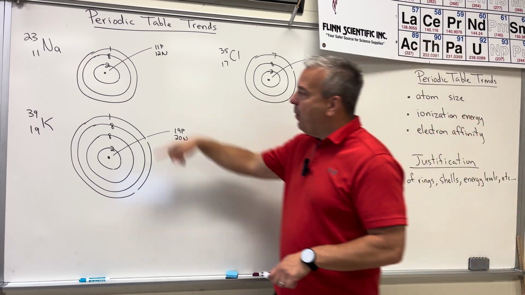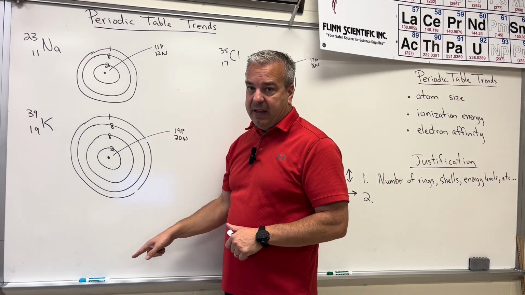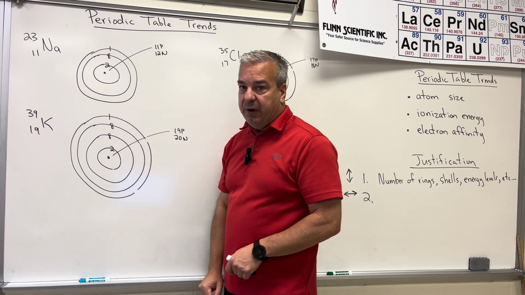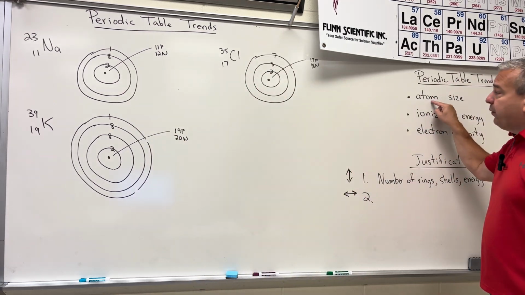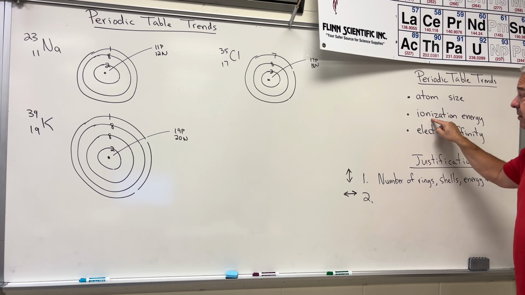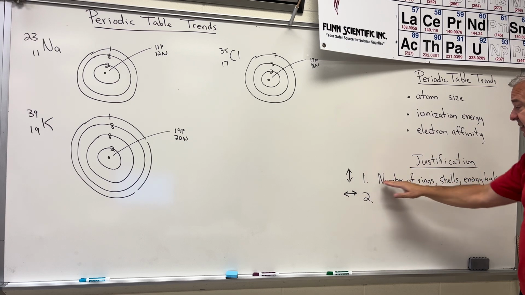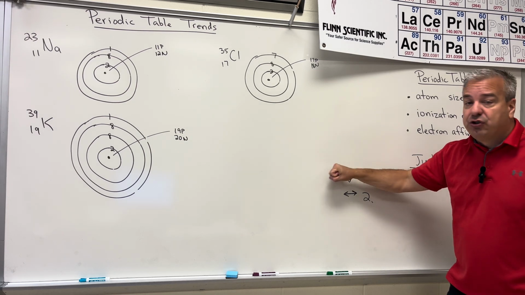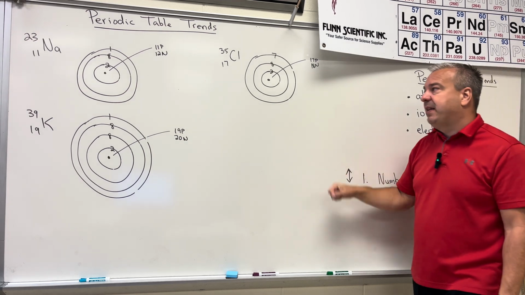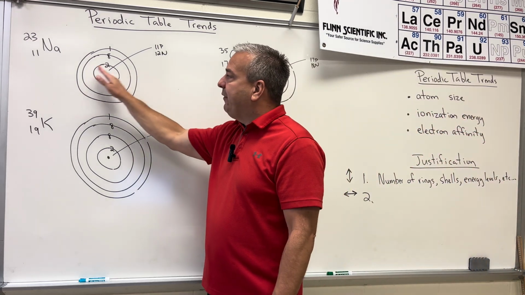So going up and down the periodic table, it's all about the number of rings, and that's not just true for atom size. It's also true for ionization energy, which we'll get to in a moment, as well as electron affinity. So this justification is super, super important. Now, let's go left and right.